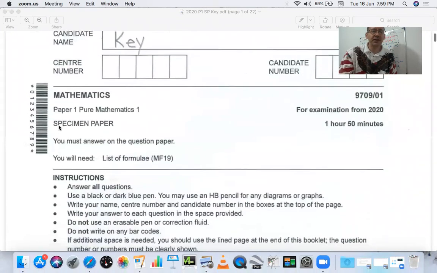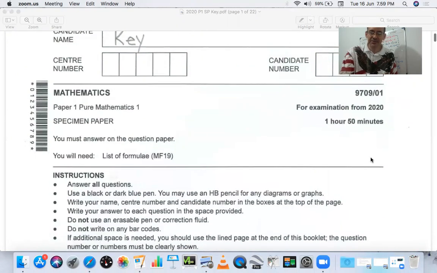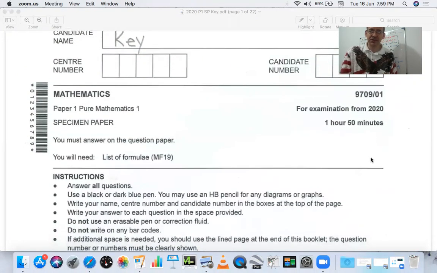This is the specimen paper, and we see that this exam is 1 hour and 50 minutes. In the previous syllabus, the exams were 1 hour and 45 minutes. So we've gained 5 minutes. I still use the rule of thumb of 7 per 5. That is 7 minutes of time per 5 points of Cambridge question.